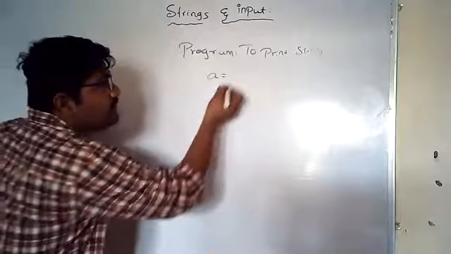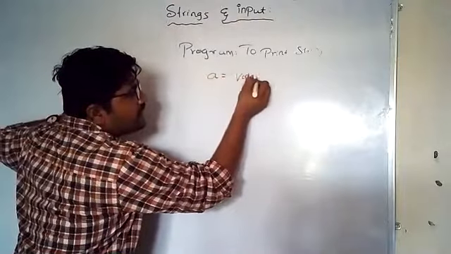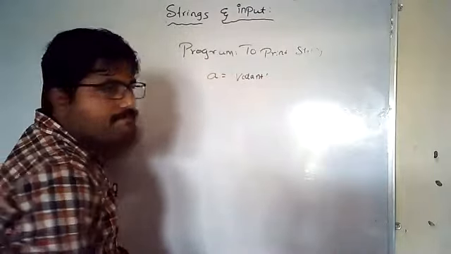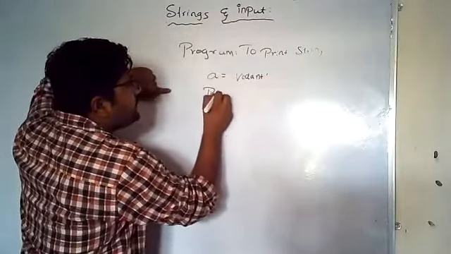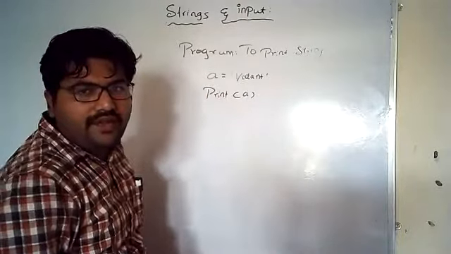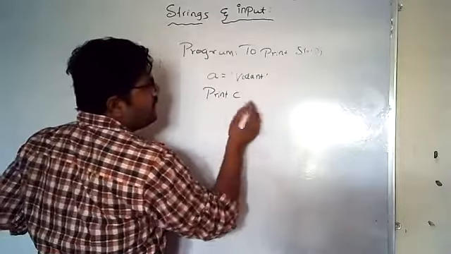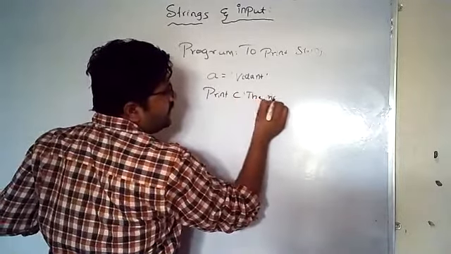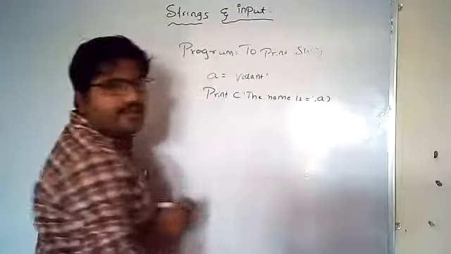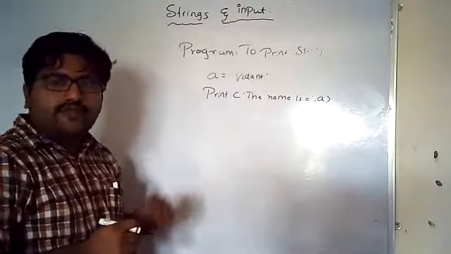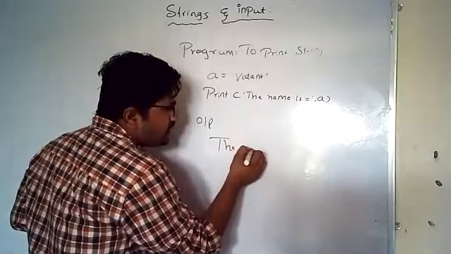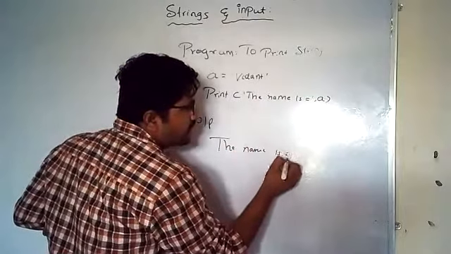See here. Vedant. I'm going to write it as Vedant. A is equal to Vedant. Print A, or else you can write like this: the name is equal to comma A. This is program number 2, two lines of programs. The output will be: the name is equal to Vedant.